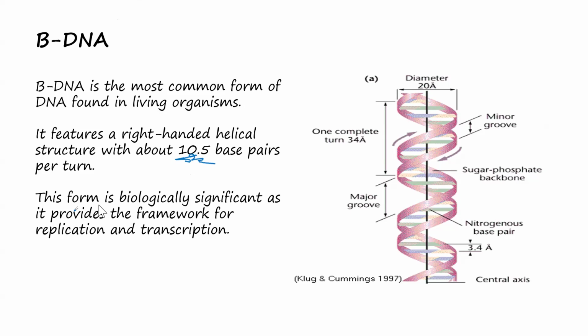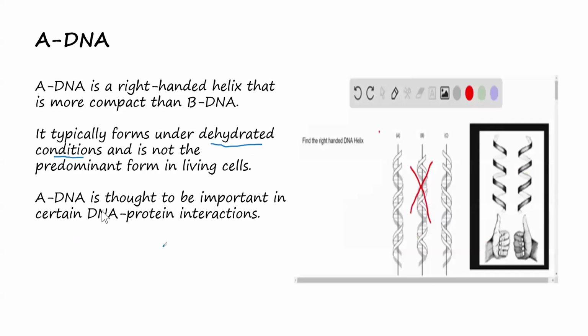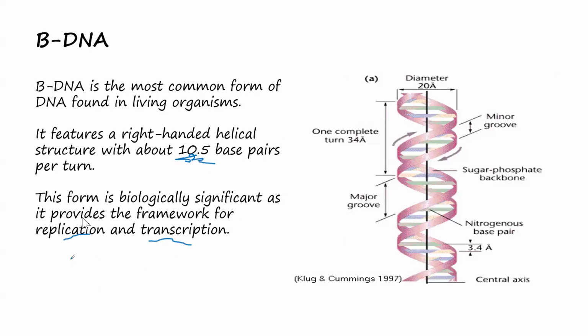This form is biologically significant as it provides the framework for replication and transcription. This DNA is very important in providing a template for replication and transcription of the DNA molecules. And of course, A-DNA assists in DNA-protein interaction. So understand the function of each of these different types of DNA: DNA-protein interaction for A, while B provides a template for replication and transcription.